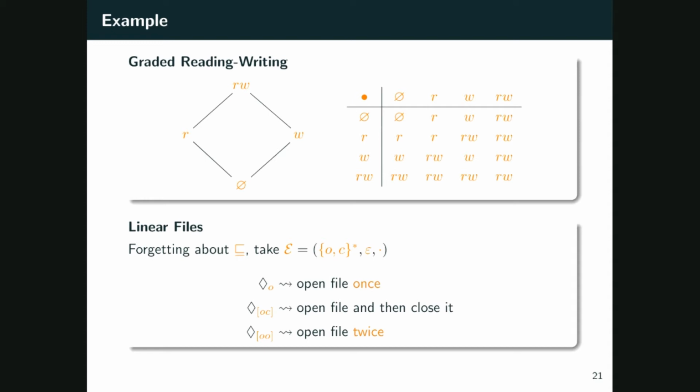So this is just to stress that if we pick a suitable effect algebra, we are also able to encode information not just on the kind of effects that have been produced, but also on the multiplicity or the order of effects.